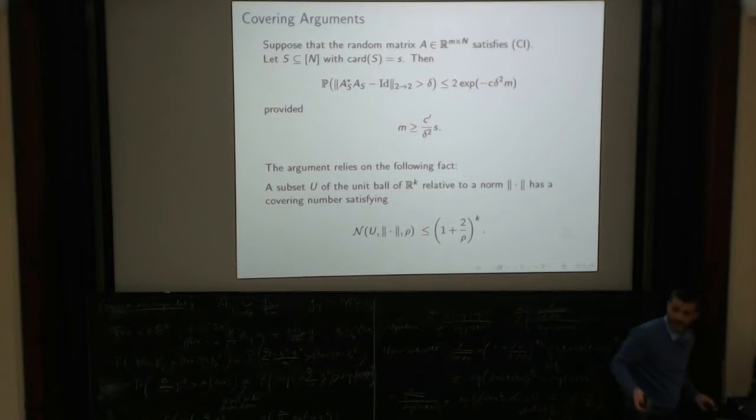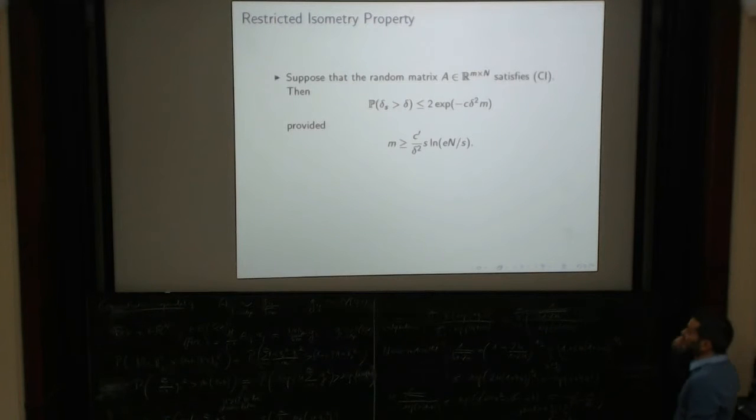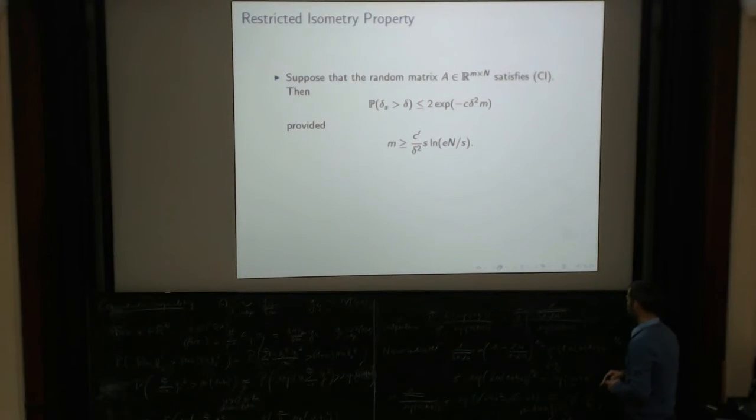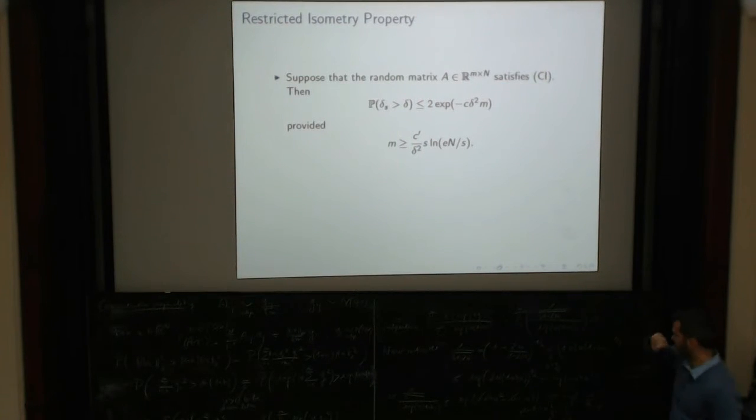All right, so now for random matrices satisfying the concentration inequality, the probability that delta S is larger than delta will be smaller than something decaying exponentially in M, provided that M is larger than not only S, but there will be the extra log factor, log of eN over S, coming into play. Let's see if I wrote the argument down. No. But so the argument is, okay, so what we've obtained is given a fixed S, right? Okay.